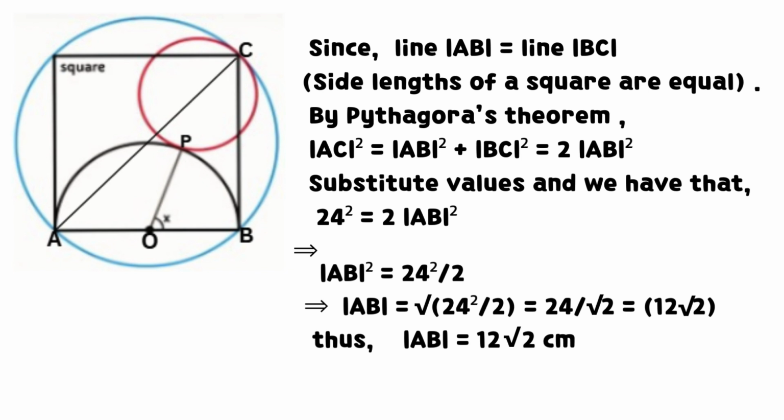Take the square root of the equation. It follows that line AB equals the square root of half the square of 24, which equals 12 times the square root of 2, after rationalization of the denominator. Hence, line AB equals 12 times the square root of 2 in centimeters. Let us find the angle which the line AC makes with the baseline AB. Also, we will locate the center of the red circle.